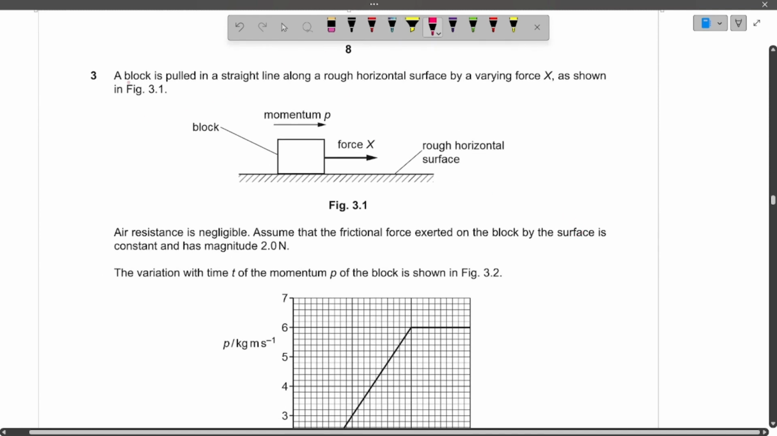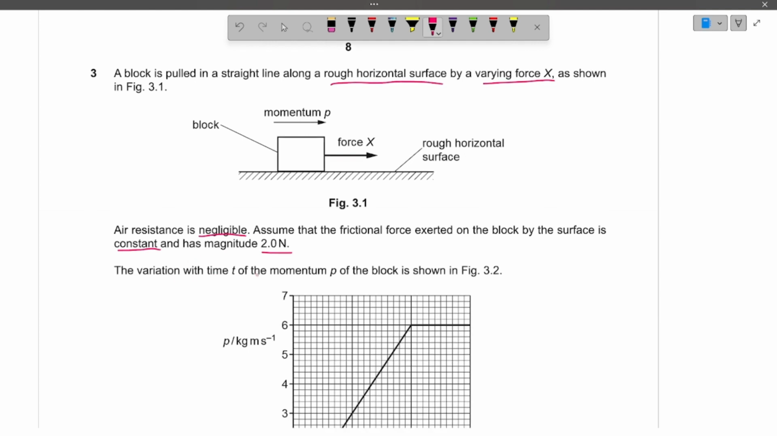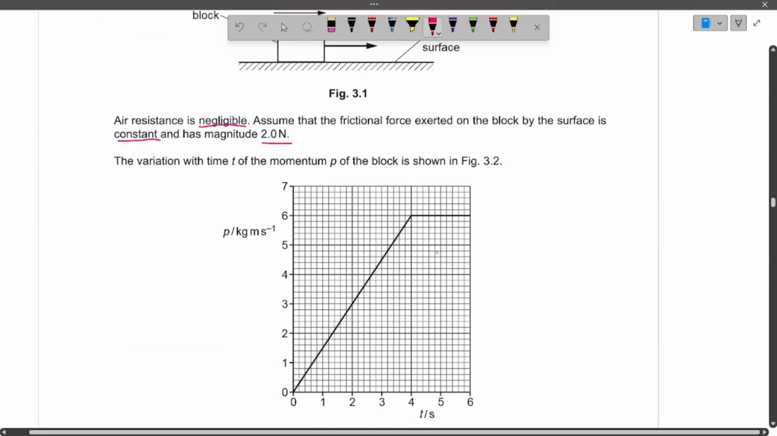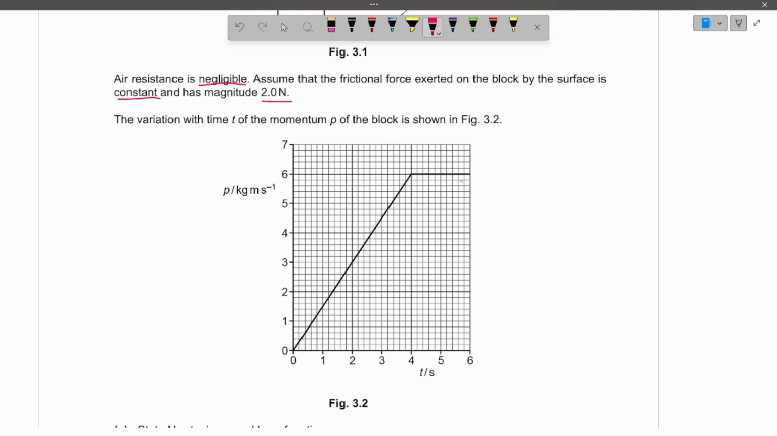Third question. A block is pulled in a straight line along a rough horizontal surface by a varying force X as shown in figure 3.1. So here is a block, the momentum is p, on the rough surface, okay? Air resistance is negligible, so there are no forces due to the air. Assume that the frictional force exerted on the block by the surface, there will always be a frictional force because it's a rough surface, right? And that value is constant and has a magnitude of 2.0 newton. The variation with time t of the momentum p of the block is shown in figure 3.2. So here, as the time passes, the momentum is increasing and then the momentum stays the same for 2 seconds.